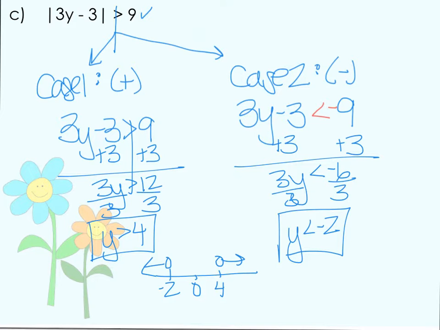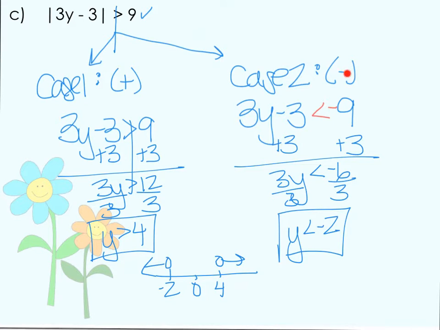All right, here's what you should have for your answers. Solving case 1, where again we had it worked out as a positive, adding 3 to both sides, and then dividing by 3, you end up with y is greater than 4. You'll notice on my graph that I have 4 here, open circle, shading towards a bigger set of numbers.